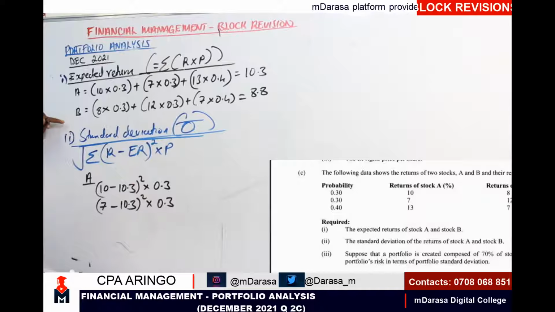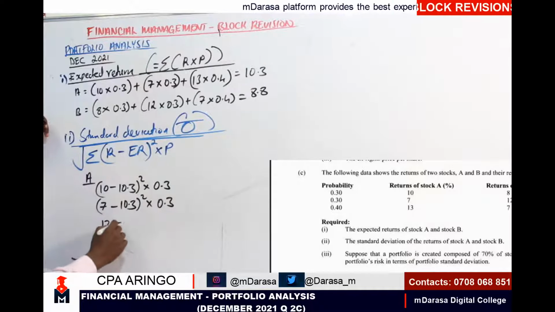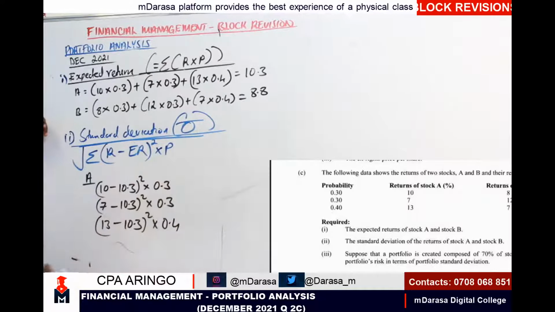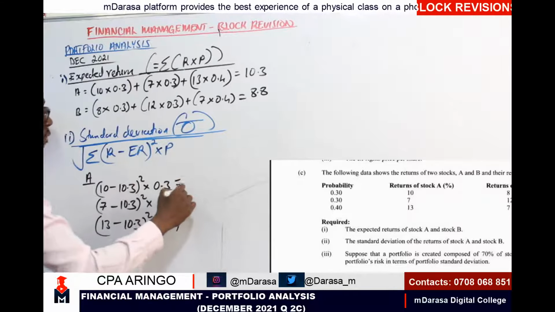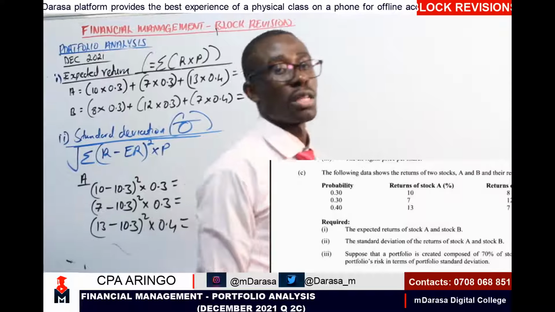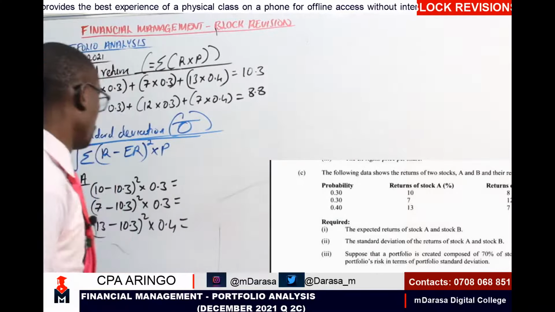We take the last one here, I'm having 13. So we're having 13 minus 10.3. We square this one. Of course, I should not forget our probability, which is 0.4 for the last one. So at the end of the day, whatever we're determining here is our variance, right? Whatever we're determining here is our variance.